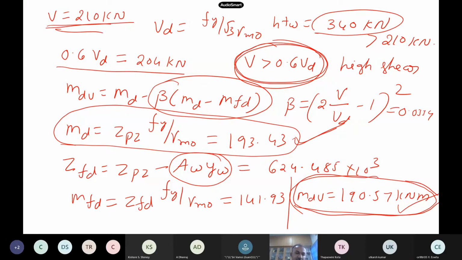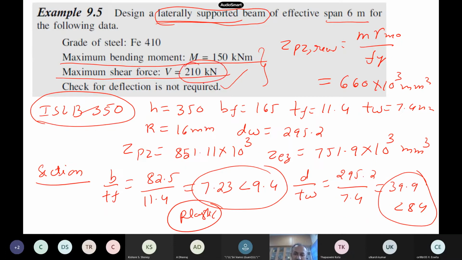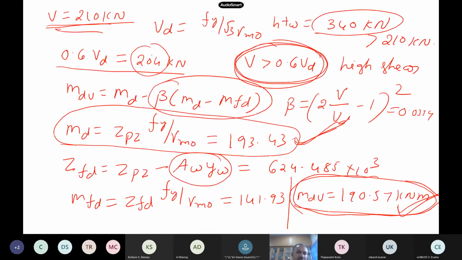If it was a low shear case, it would have been simply Md = Z_p × Fy / gamma m0, which is 193. Now it has been reduced slightly, because 0.6 times Vd is 204. What is the shear force? 210 kilonewton. So 0.6 times Vd is 204, and the shear force is 210. You followed, right?